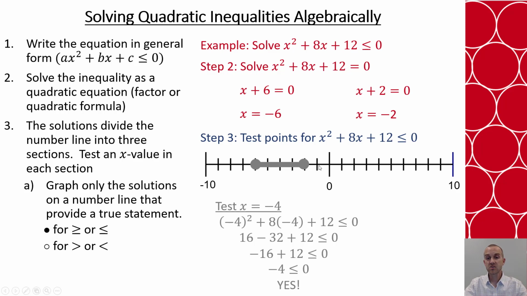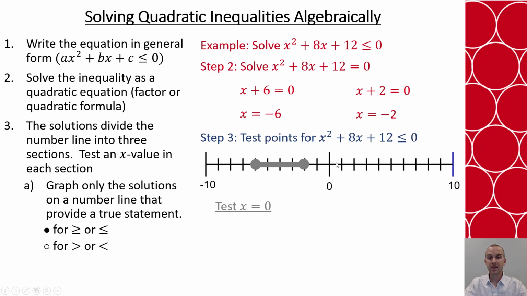Now I need to check this right-hand side. And again, I use 0 because 0 is an easy number. 0 squared plus 8 times 0 plus 12. That gets me to 0 plus 0 plus 12, which is 12 is less than or equal to 0. That is not true, so I can't shade over here. None of this will work. So my only shading is right here in between.